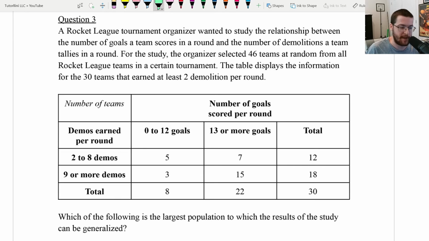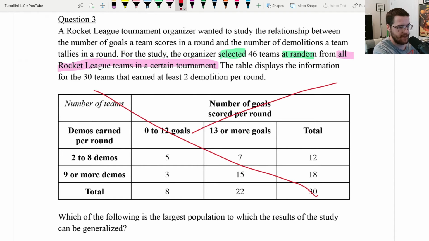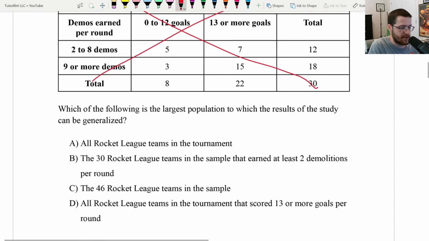Same idea. So all we care about is, are they selected at random, so that we can generalize to the population, and what that population is. So were they selected at random? Well, it says in the question, selected at random, from all Rocket League teams in a certain tournament. It just says the population verbatim. Nothing about this table matters. Really, all we were looking for is if it was selected at random and how we can generalize. So let's look at the answer choices.